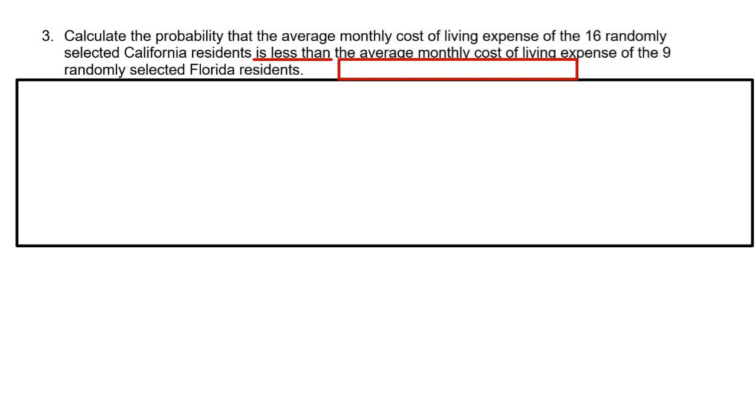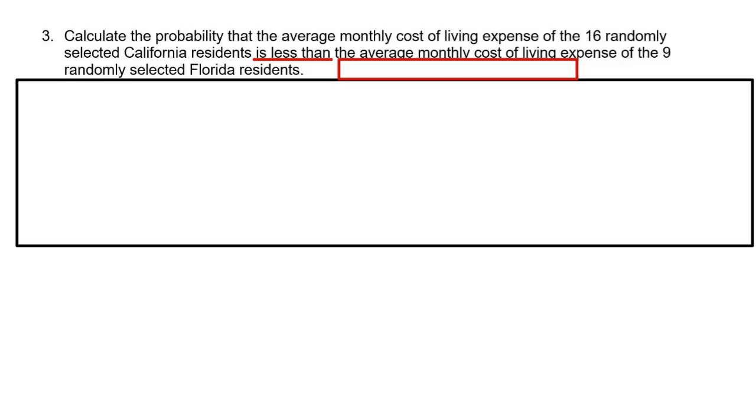Calculate the probability that the average monthly cost of living expense of the 16 randomly selected California residents is less than the average monthly cost of living expense of the 9 randomly selected Florida residents. What are they telling us there? Why did they give that information?